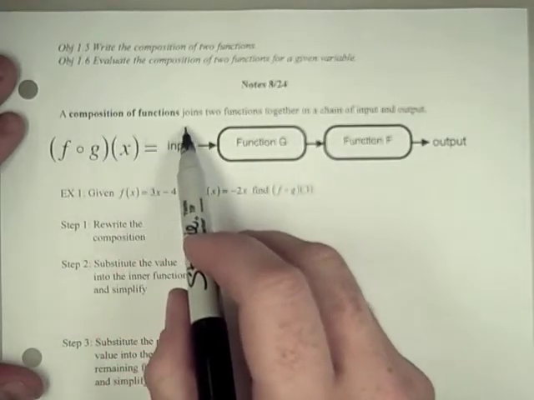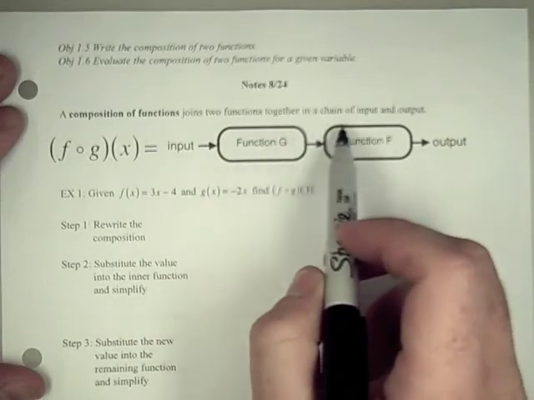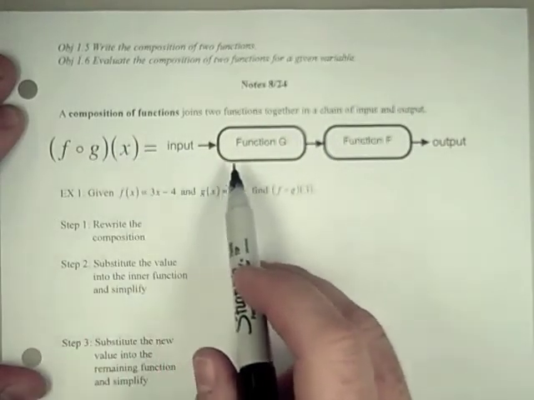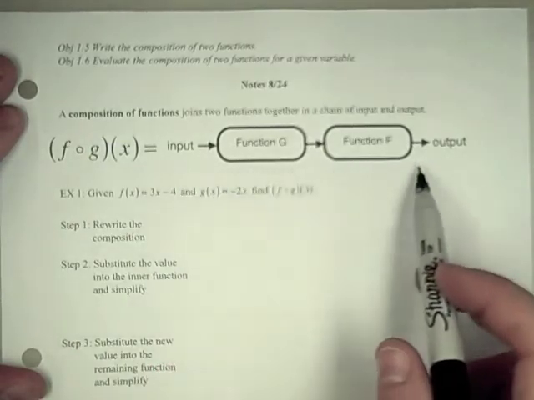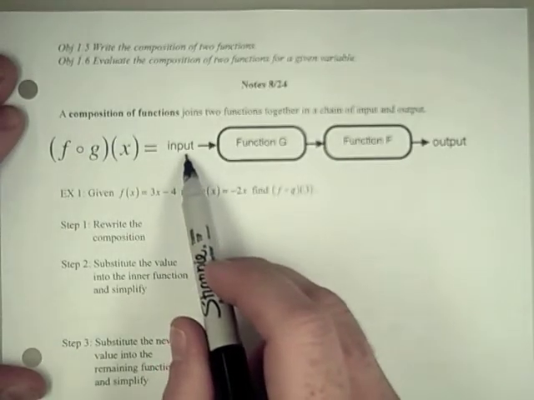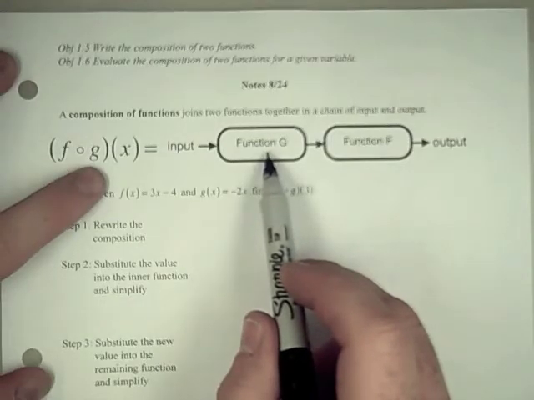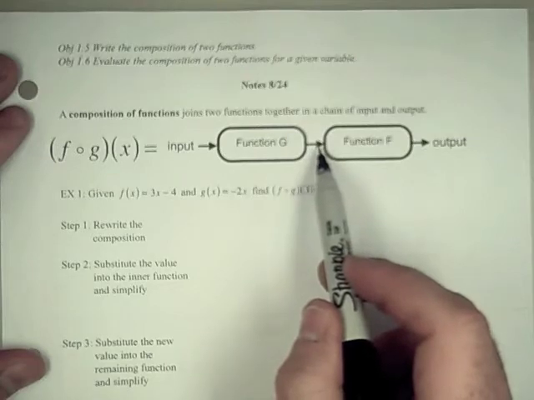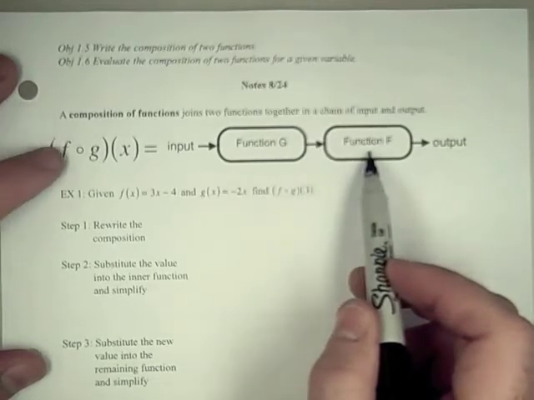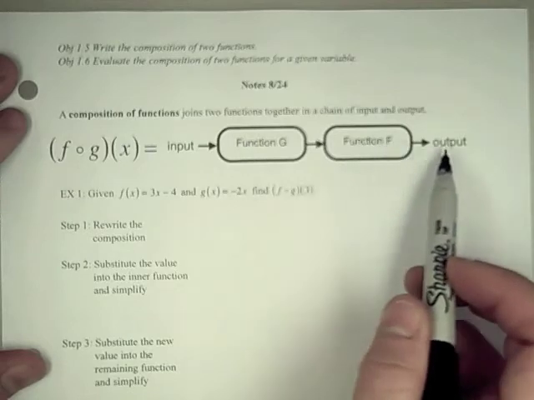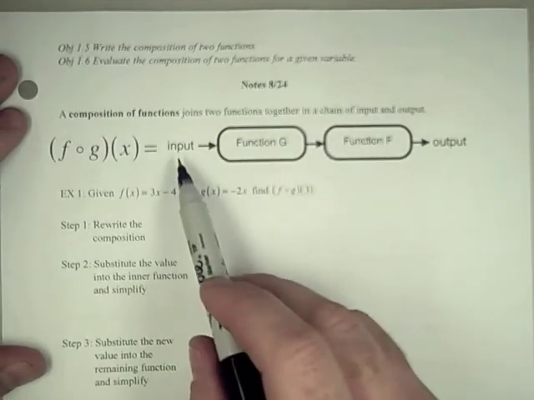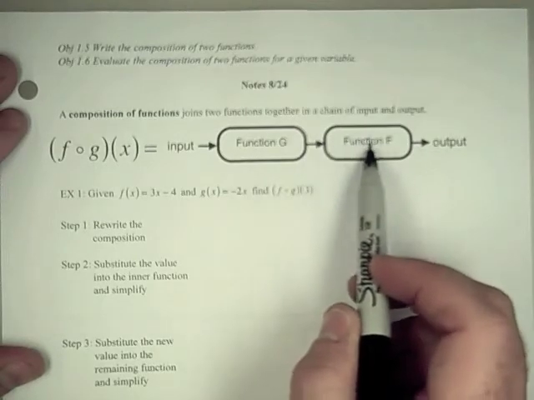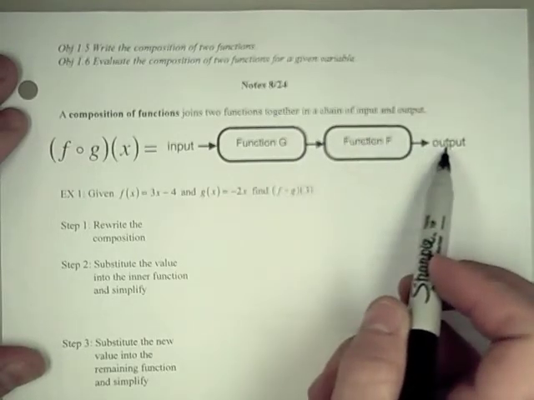A composition of functions joins two functions together in a chain of input and output. This is the notation that we have here, and this is kind of a graphical representation of what's going on. You take an input, you put it into function g, that's that first function. You get an output. That output then goes into the next function, function f. And that new output is your final answer. You put a number in, you get a new number out, you put that number into the other function, and you get a new final answer out.